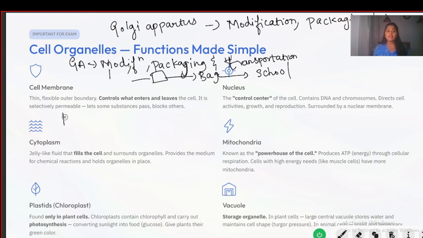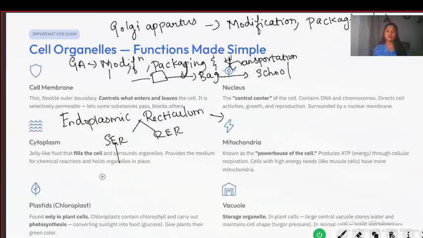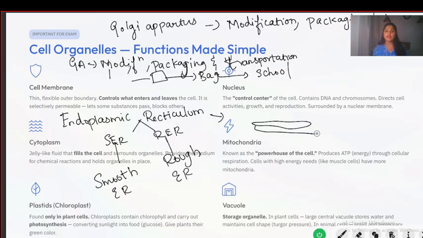Then we also have endoplasmic reticulum. Right, now this is very important. Endoplasmic reticulum is a network within the cell. Okay, and they are of two types. What are they? The two types of endoplasmic reticulum are SER and RER. That is smooth endoplasmic reticulum and rough endoplasmic reticulum.